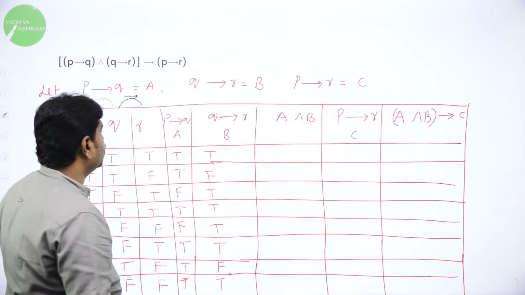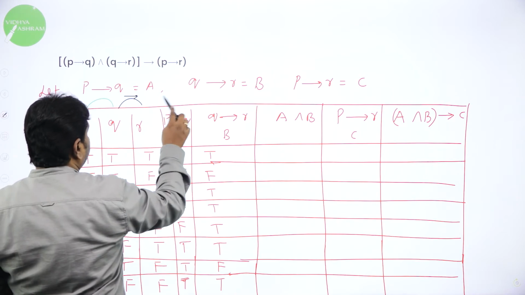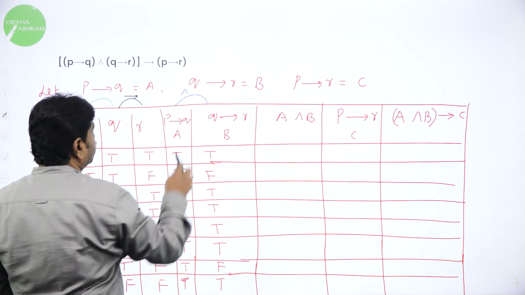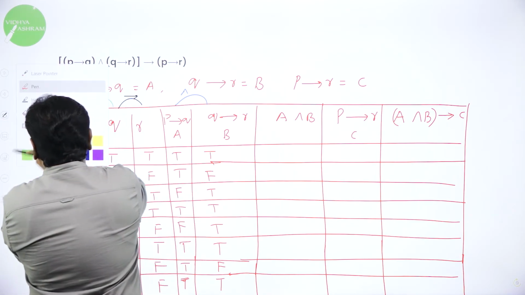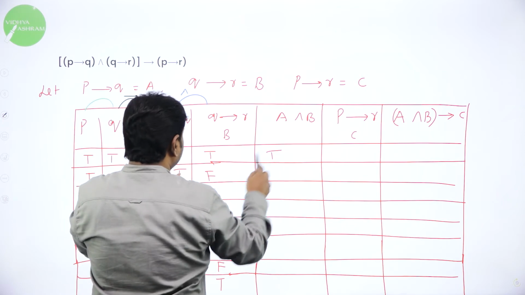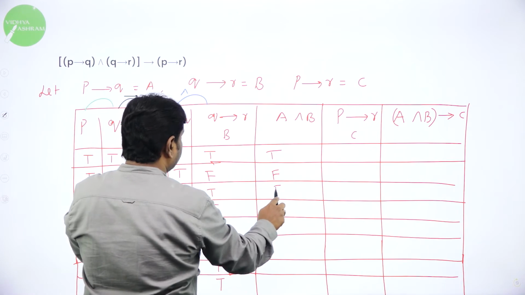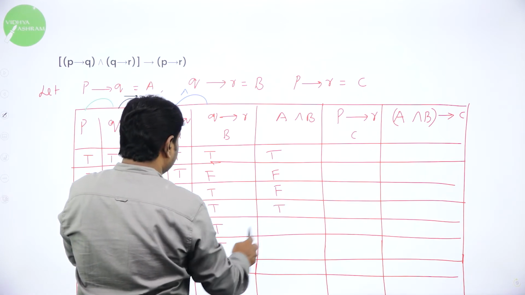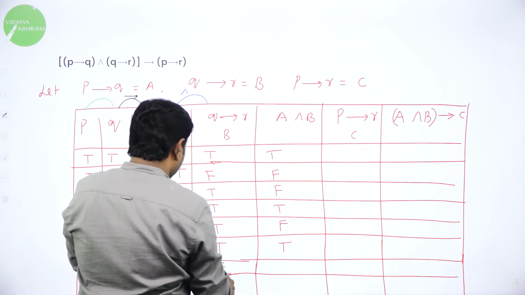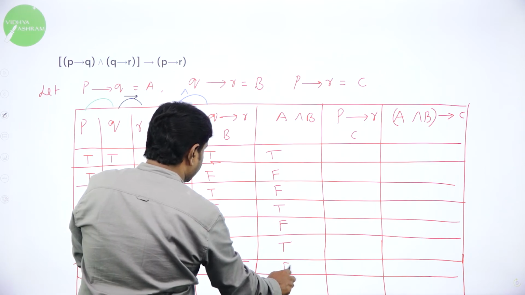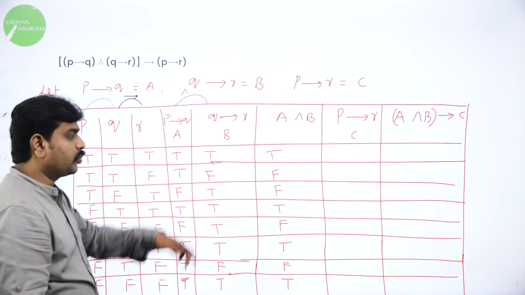Then A and B. So I should operate the AND operation. What is the logic of AND? If any one statement is false, the result is false. Here both are true, so the result is true. Here one statement is false, so the result is false. Here one statement is false, so false. Here both are true, so true. Here one is false, so false. Here both are true, so true. Here one is false, so false. And here both are true, so true. I hope all of you got this.